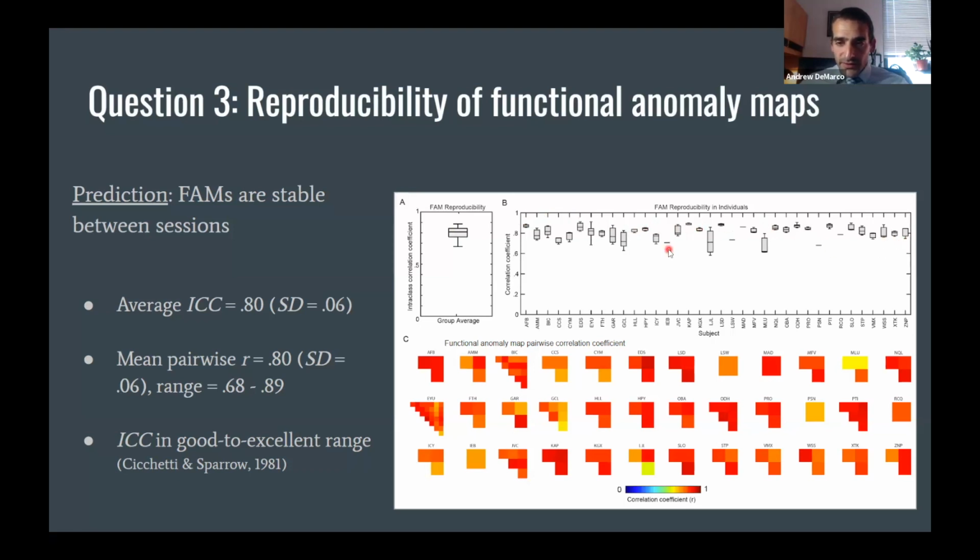there's no error bars when the subject only has one pair of scans. You can see that although there's variability, it generally is pretty high. And then this pane C is just another representation of these box and whiskers, red being more reliable than the blue. There's no blue here. So these appear to look pretty reliable.